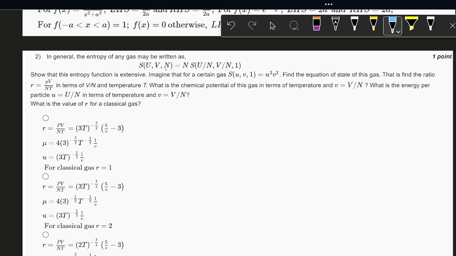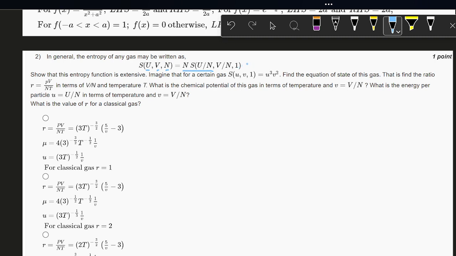So you probably already know from the lectures that entropy is always a function of macro states. So definitely the macroscopic properties like internal energy, volume and the number of particles are the ones which come as a functional dependence of entropy S. And you are given that this function can also be written as N times S of U by N, V by N and 1.